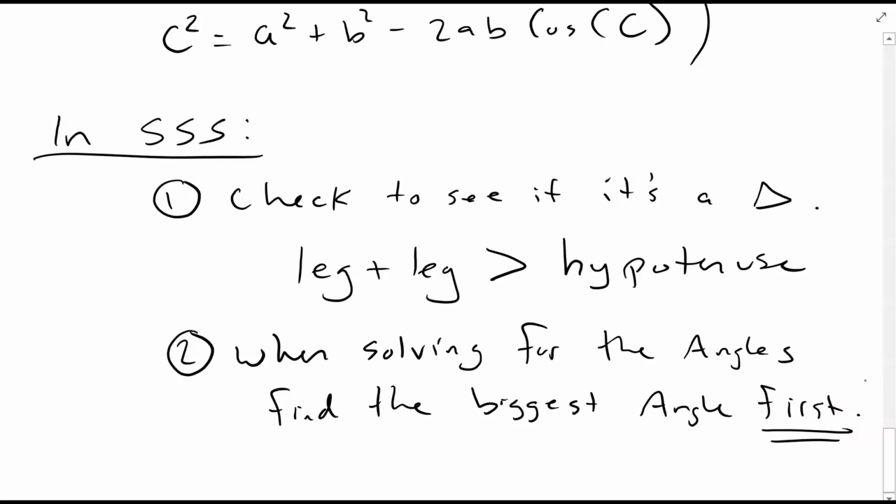When we solve for the angles using the law of cosines, we want to make sure that we solve for the biggest angle first. Why is that going to be helpful for us?